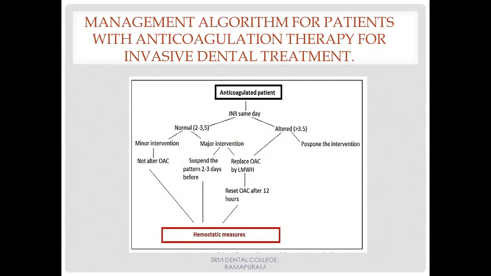An INR can be documented on the same day, if the patient falls under the normal level of 2 or within the range of 3 to 5. For a minor intervention, you need not alter oral anticoagulation. With hemostatic measures, we can proceed. For a major intervention, in that scenario, you need to suspend the drug for 2 to 3 days and replace it with low molecular weight heparin. And once it is continued, you can restart the oral anticoagulant after 12 hours. If it is beyond INR values of 3 to 5, you can postpone the intervention.